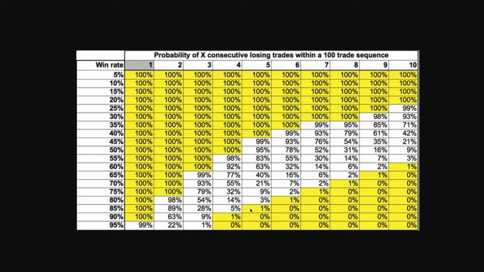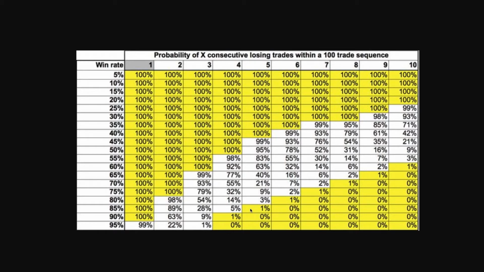With a 50% win rate, there is a 95% chance that sometime in a 100 trade sequence, you're going to see 5 losing trades in a row. If you size your plays at 20% of your account size, it takes 5 plays in a row to blow your entire account.